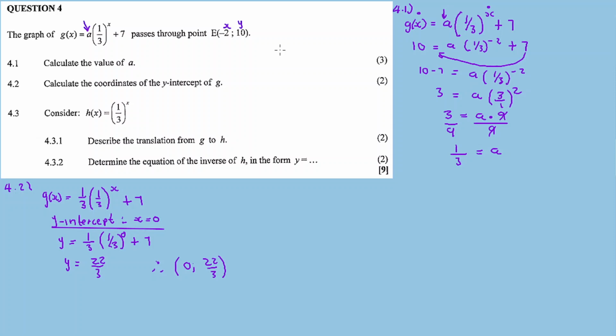This question was easy. Anyway, let's continue to 4.3.